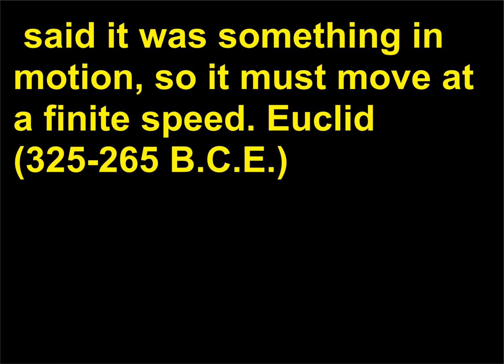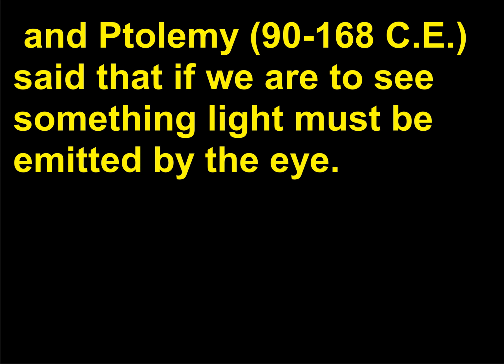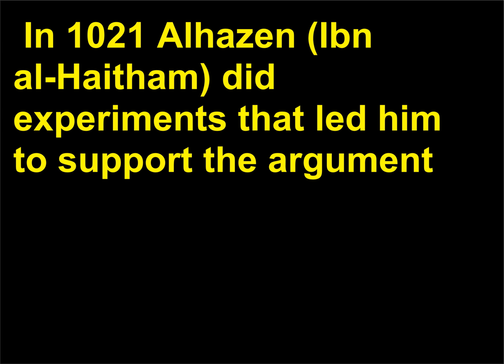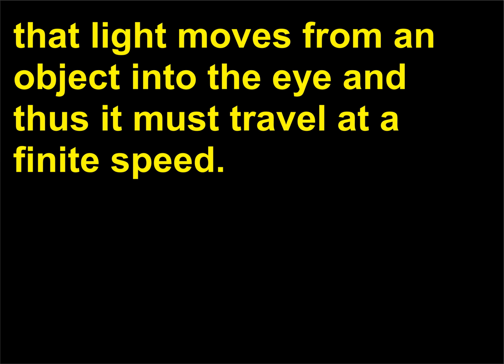Euclid, 325 to 265 BCE, and Ptolemy, 90 to 168 CE, said that if we are to see something, light must be emitted by the eye. In 1021 Alhazen, Ibn al-Haytham, did experiments that led him to support the argument that light moves from an object into the eye and thus it must travel at a finite speed.